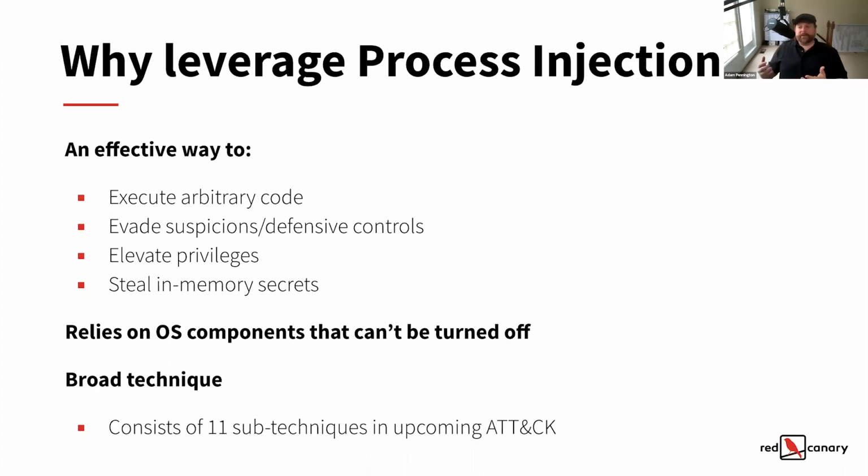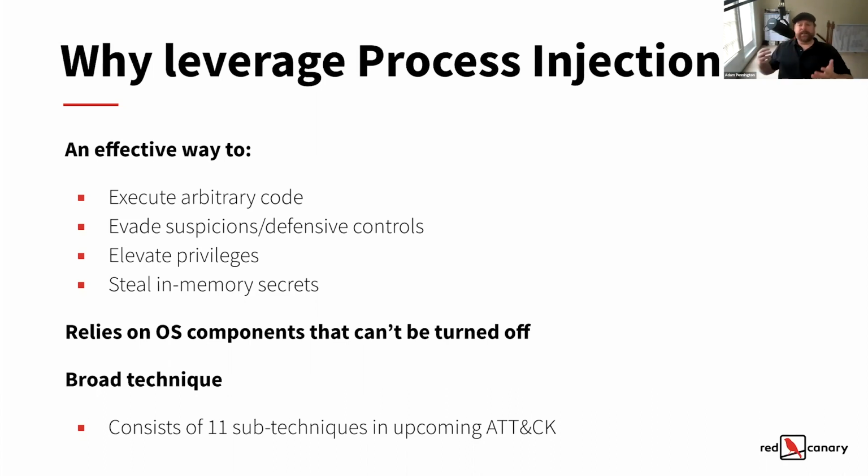It's most commonly used in a couple different ways, one of which is to elevate privileges, so acting in another process's context in order to leverage its administrative or other privileges. The other context is to steal secrets that are in the memory of that other process. So to be able to get in and do things like steal browser cookies that are native to a particular application.